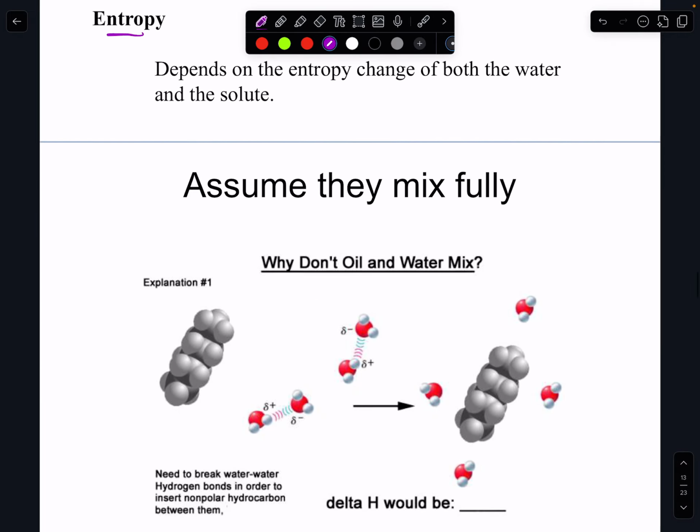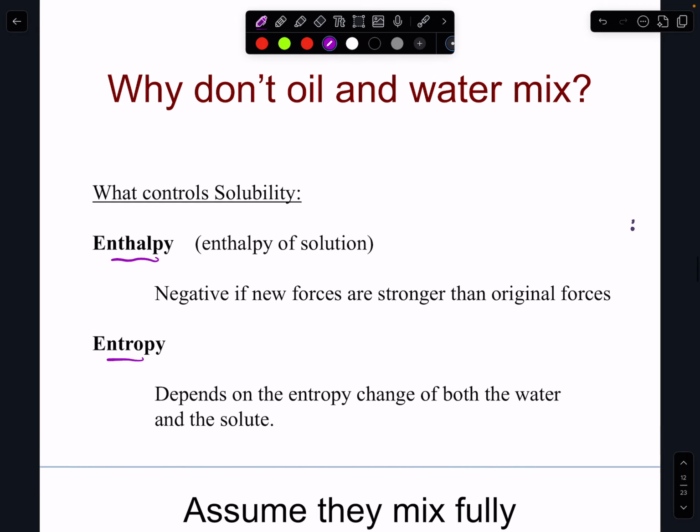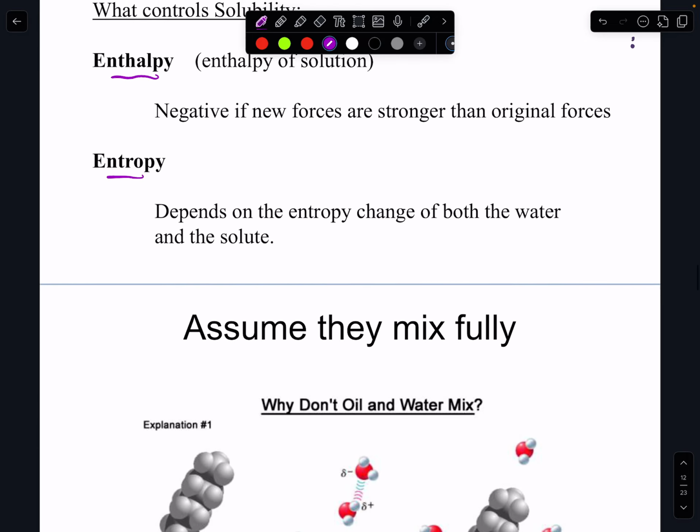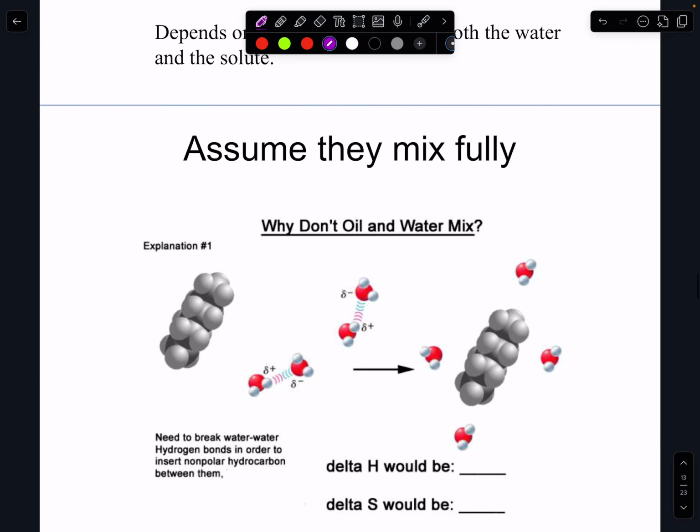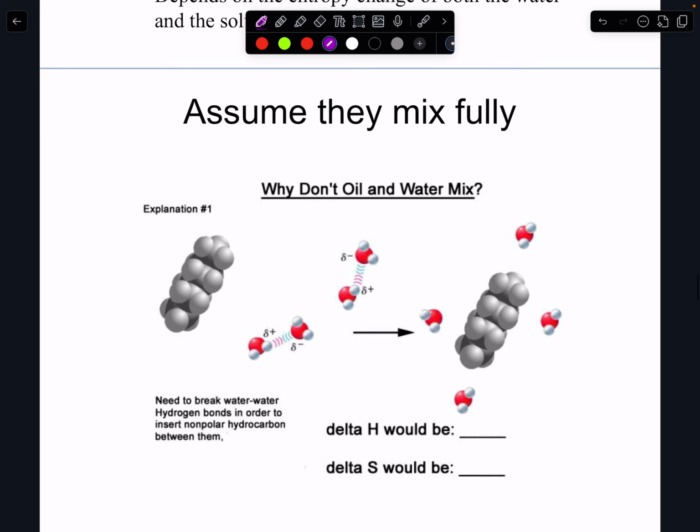To do this, we're going to look at two examples, assume we know why it's happening, and then analyze which of those two explanations seems best. The first explanation is that the reason oil and water don't mix is that an oil molecule, to mix with water, has to intercede between water molecules and break the hydrogen bonds between them. If the oil goes between there, it's going to break those bonds.